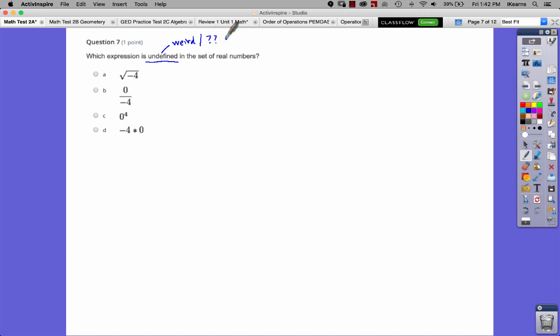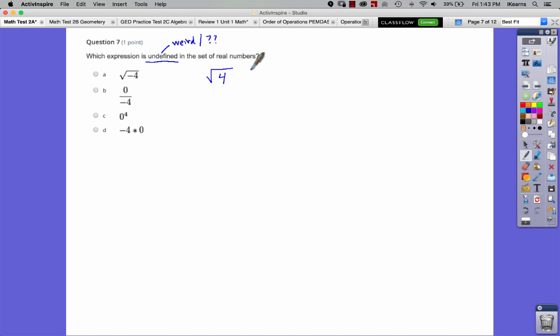Things that we just don't really understand, but they exist in math. It's possible in math. So when you get a question like this, you want to go and see which one of these are weird or which one of them don't make sense. So let's look at the square root of -4. Well, let's make an extension. What if we had the square root of just +4?